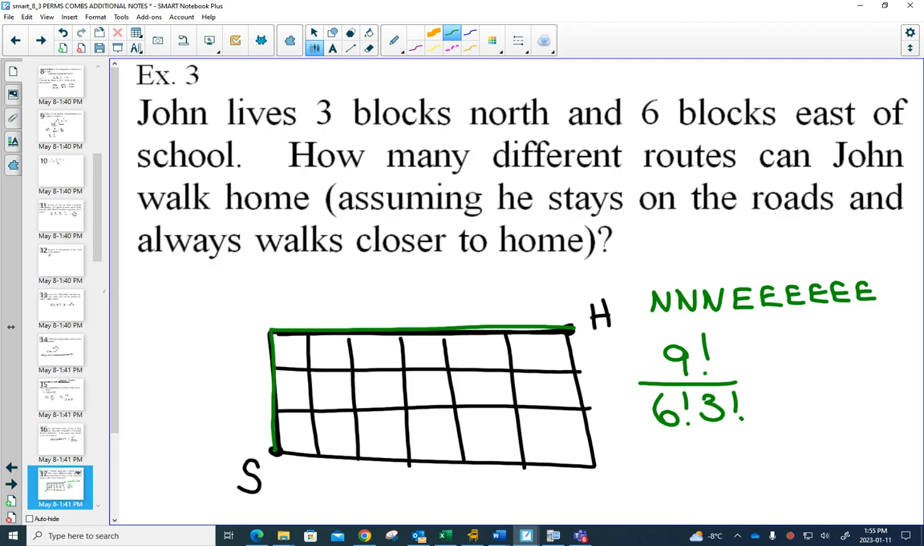And if we actually multiply that out, I think we get 84. I'm going to double check that. That would be good. Or we could also double check that.